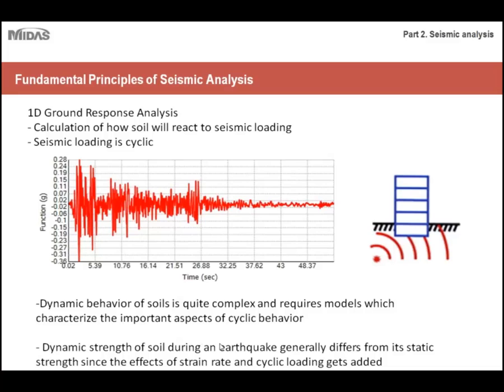And then dynamic strength of soil during an earthquake generally differs from its static strengths, since the effects of strain rate and cyclic loading get added as well. So just keep that in mind, that the way a soil reacts to seismic loading is very unique, and static and typical live loads wouldn't be able to account for that.